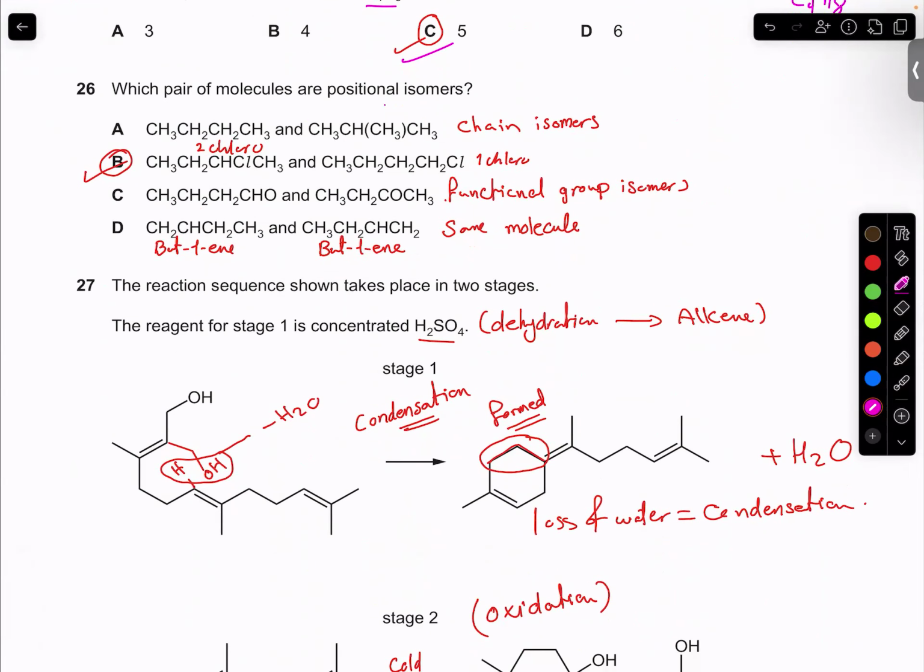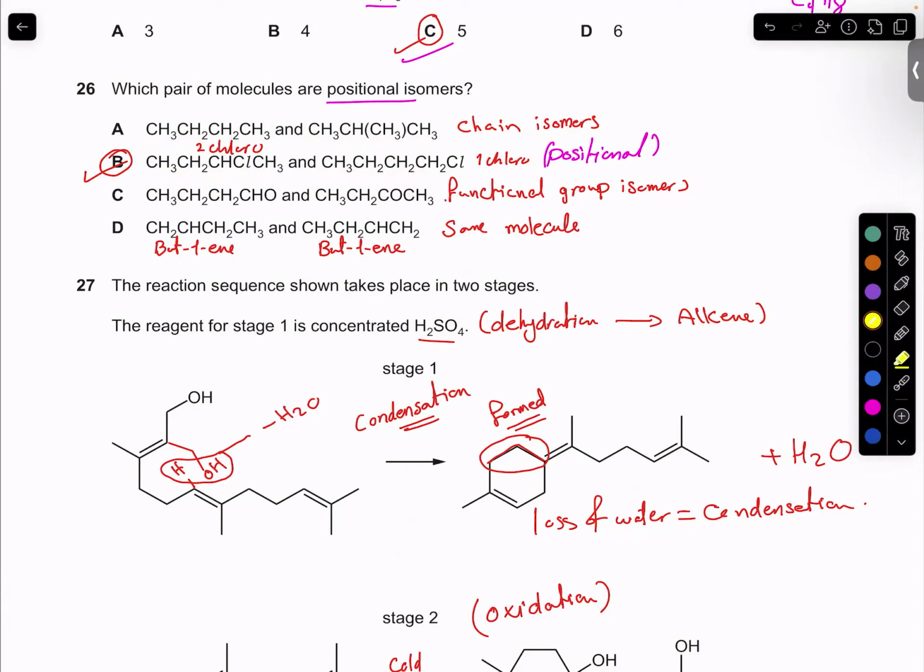Which pair of molecules are positional isomers? Positional isomer means I will change the position of the substituent or the position of the functional group. So the first one is this one. This one is butane, and this one is methylpropane. This is chain isomer. And this one is 2-chlorobutane, and this one is 1-chlorobutane. Yes, these are positional isomers because I changed the position. Positional isomers because we changed the position of the double bond. The position of the chlorine.